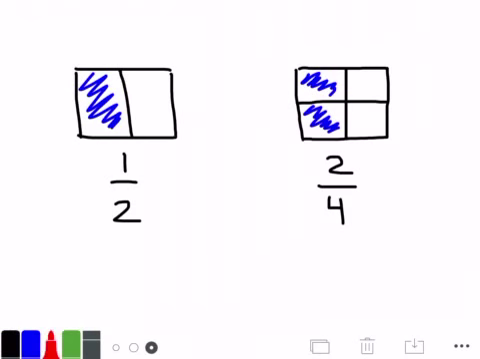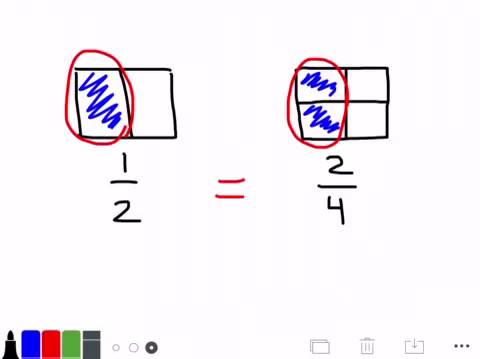And if you look closely at the picture, you should see that the blue shaded area on the left is in fact the same size as the blue shaded area on the right. That means 1/2 is equal to 2/4. That part we already know. Today we're going to get into developing a rule to figure out any fraction equivalency.